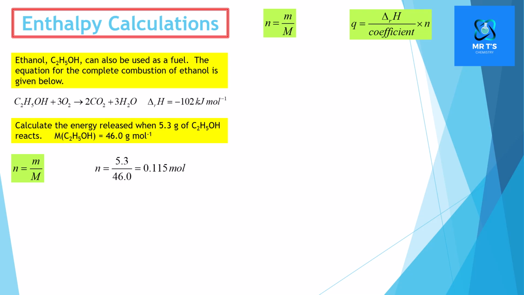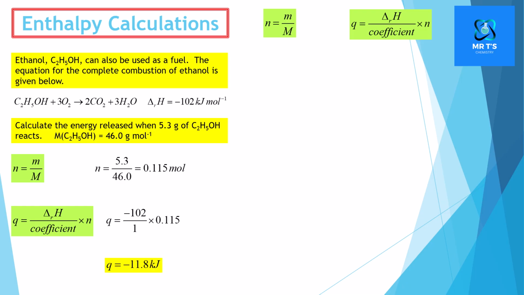Fantastic. Now, the question asked us, though, how much energy. I want to find Q here, so we're going to use this equation. Q equals delta RH divided by the coefficient. Now, what does the coefficient mean? It means the big number in front of the substance I'm talking about. Remember, I go back and look, I'm talking about ethanol because it's the one I'm given the molar mass. I go to my equation. The coefficient in front of here is a 1 because there's no number. So Q equals delta RH, which is minus 102, over coefficient of 1 times the moles.